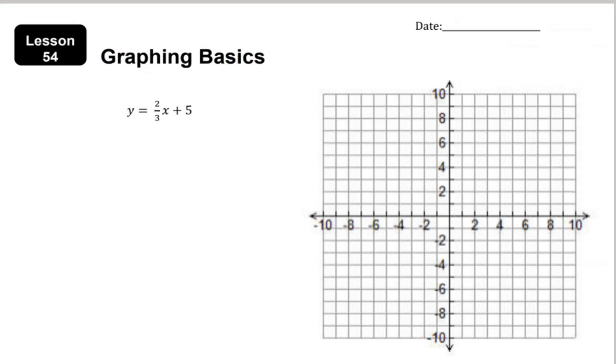This is lesson 54, graphing basics. So we learned in our last lesson that most equations, ideally, we want in the form y equals mx plus b. Again, it's really easy to find the two key parts that we're going to need in order to graph our line. So when we graph, the first thing we're going to do, make sure our line is in y equals mx plus b form, and then we're going to identify the parts.